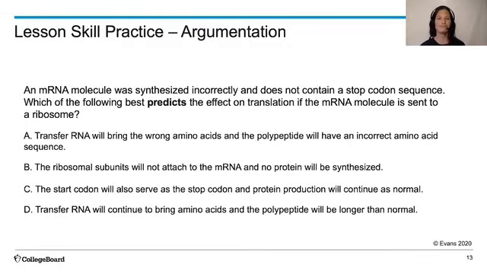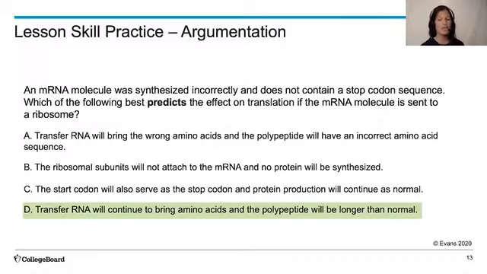All right, welcome back. The question that we have here is, an mRNA molecule was synthesized incorrectly, and it does not contain a stop codon sequence. Which of the following best predicts the effect on translation if the mRNA molecule is sent to a ribosome?